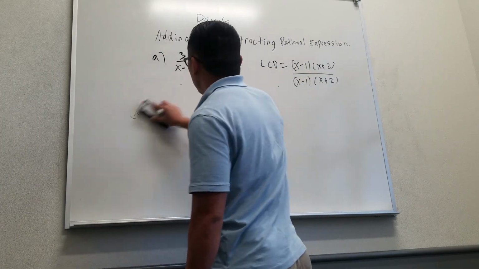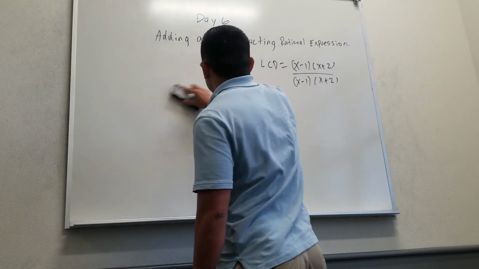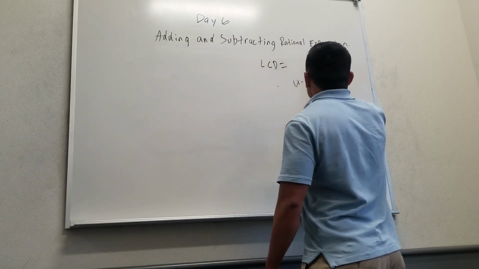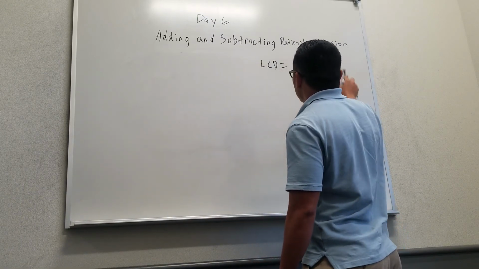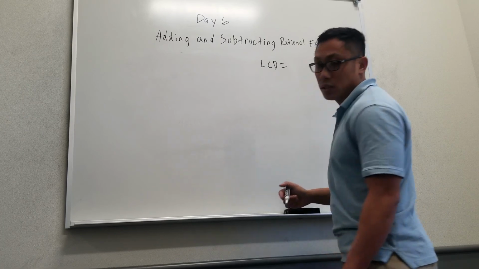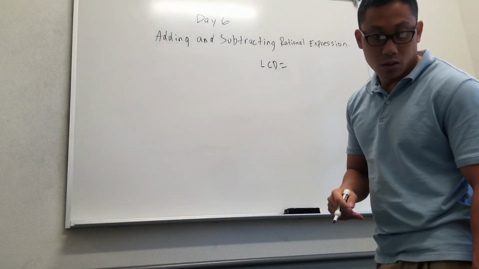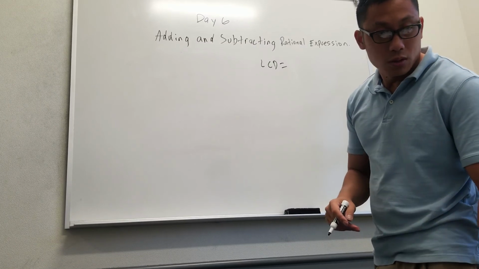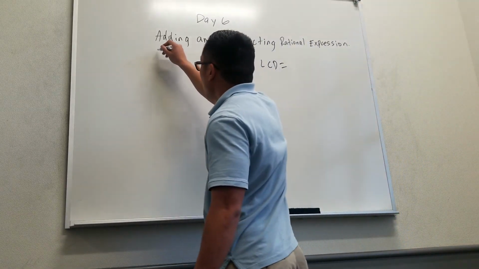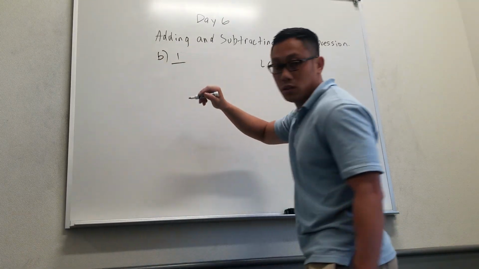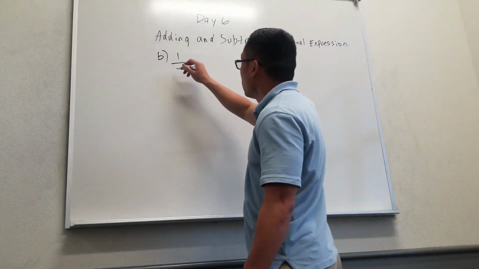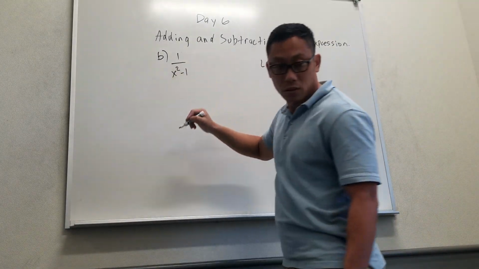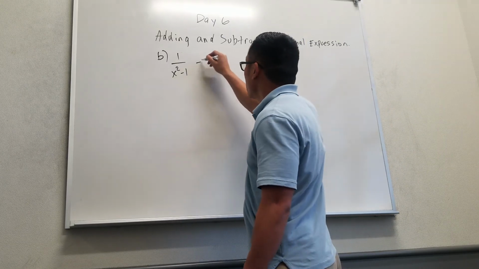Alright, so let's do B. Keep in mind, I'm just going to keep the LCD here because we're going to need the LCD all the time. That's the key. So B, 1 over x squared minus 1 minus 2 over x plus 1 squared.